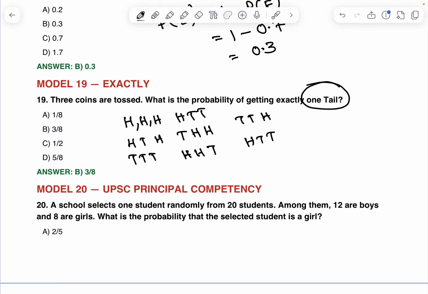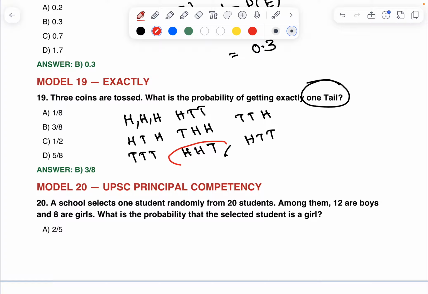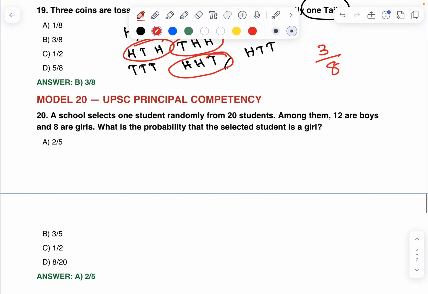Exactly one tail. How many tails? Exactly one tail. This is one tail. This is one tail. And this is one tail. Therefore the answer is 3 by overall 8. This is the answer. Next question.